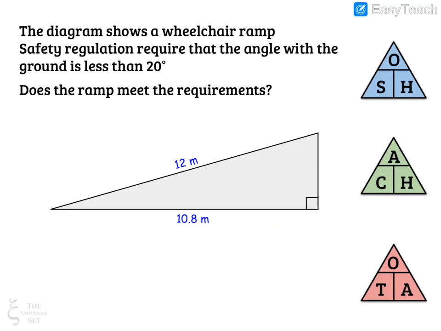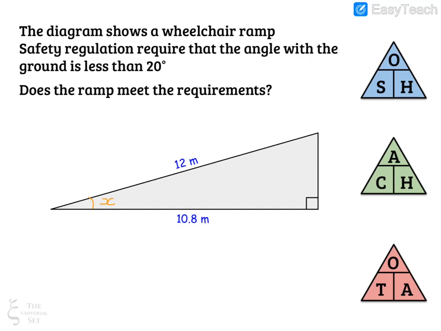Right, the diagram shows a wheelchair ramp. Safety regulations require that the angle with the ground is less than 20 degrees. Does the ramp meet the requirements? Okay, so first of all, let's work out which angle we're after. The angle with the ground, so that's got to be this one here, hasn't it? So that's the angle I'm after. We'll label that X for the one I'm trying to find.